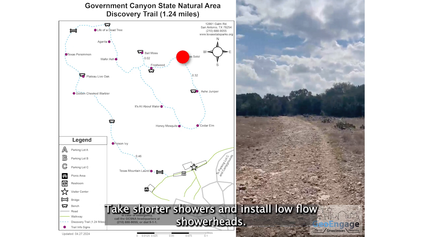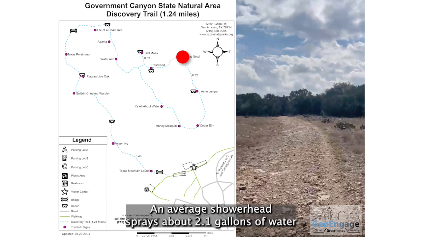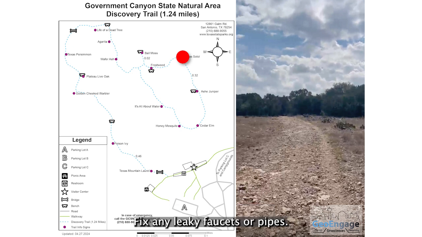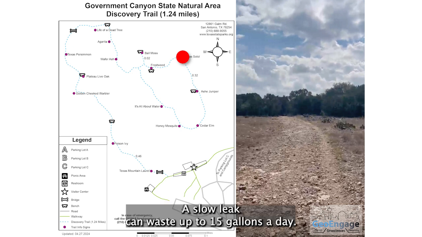Take shorter showers and install low-flow shower heads. An average shower head sprays about 2.1 gallons of water per minute, and baths can use up to 30 gallons. Fix any leaky faucets or pipes. A slow leak can waste up to 15 gallons a day.